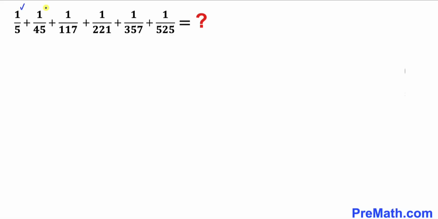In this video, we are going to find the sum of this given series: 1 divided by 5 plus 1 divided by 45 plus 1 divided by 117 plus 1 divided by 221 plus 1 divided by 357 and finally plus 525. And we are not supposed to be using calculators of any kind.